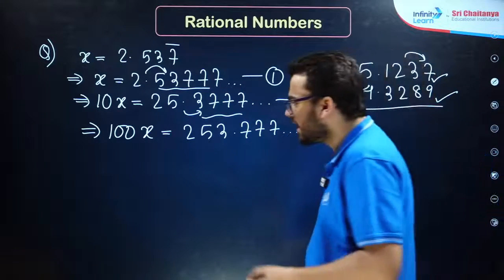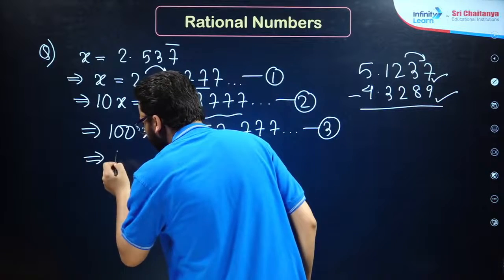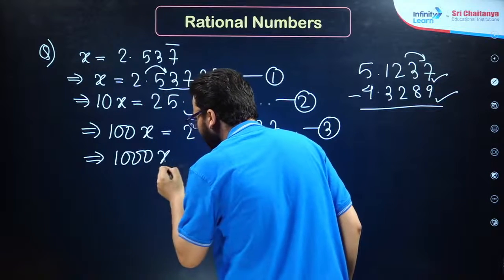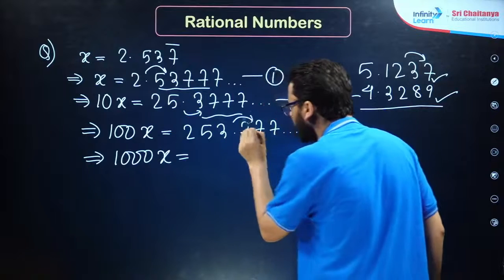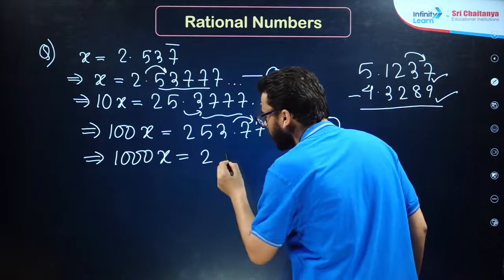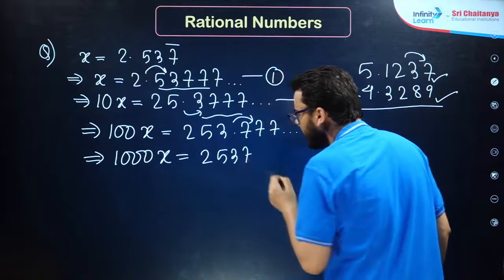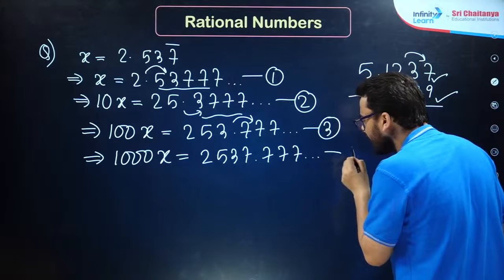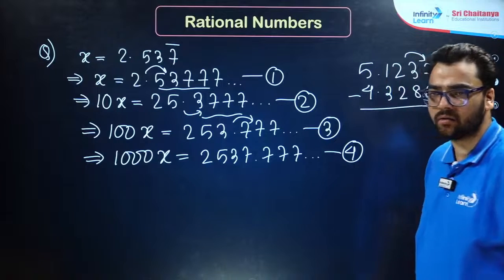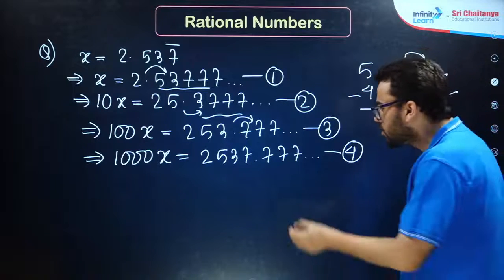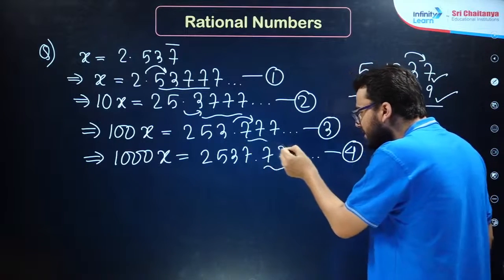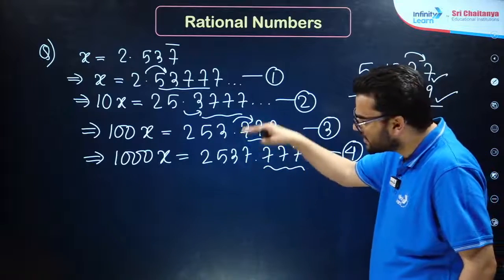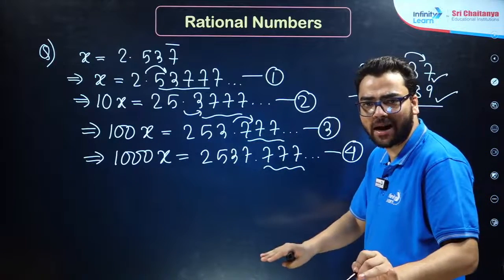So let us once again multiply by 10. So you will get 1000x over here. Now this will move one place towards right. So you'll get 2537.777 because 7 is going up till infinite times. Are you getting that now? The logic? So now you can see that the decimal part is same. So now you can easily subtract. No problem in that at all.